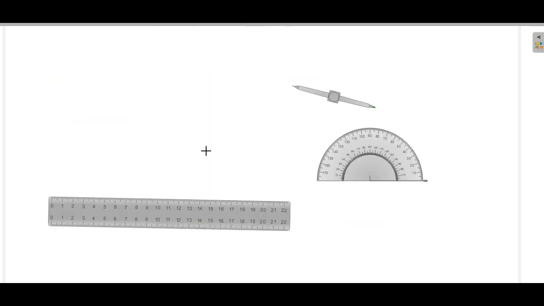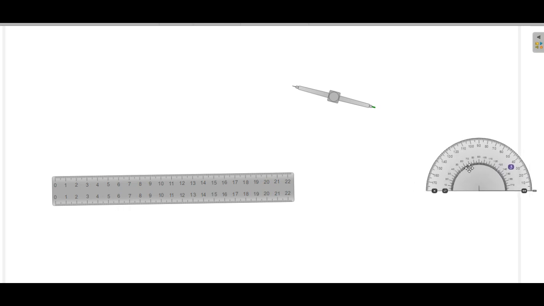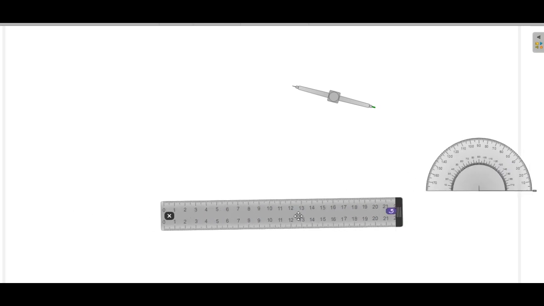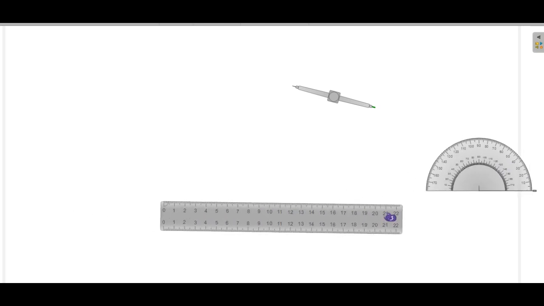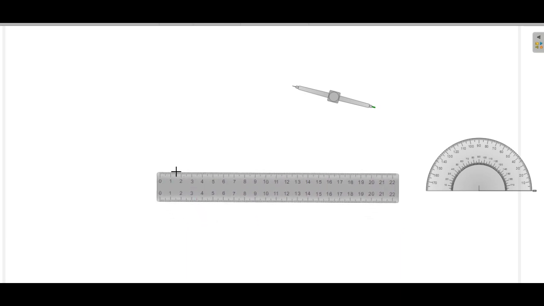Now, what are we going to do? First, we are going to draw the 60 degrees. So, for that we need a scale and we are going to draw a line. Let it be of some 12 centimeters.